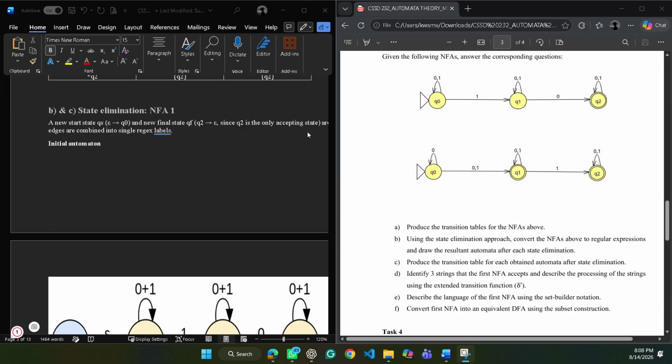Part B says, using the state elimination approach, convert the NFAs above to regular expressions and draw the resultant automata after each state elimination.